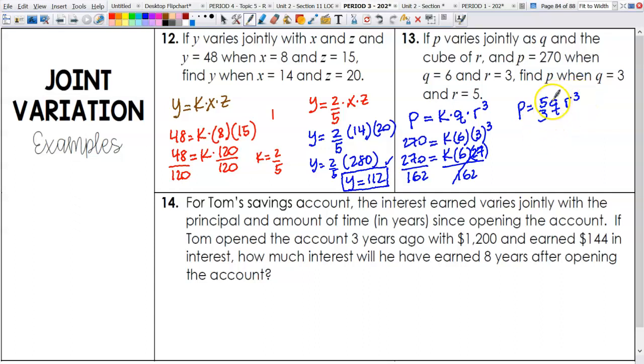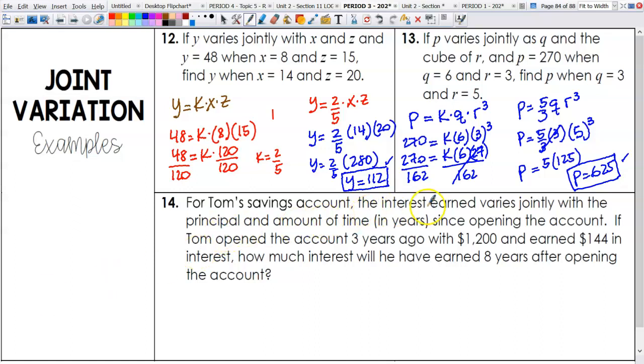So now we are looking for P when Q is 3 and R is 5 cubed. So this cancels out, and P is 5 times 125. So P will be 625. That we should get, right? Okay, let's do the last one here, and then I will stop and record another one to finish the whole thing.